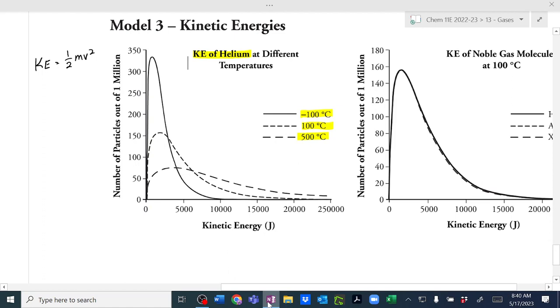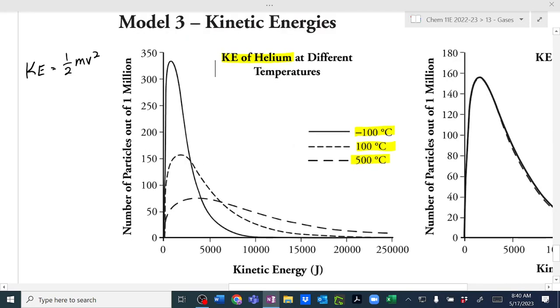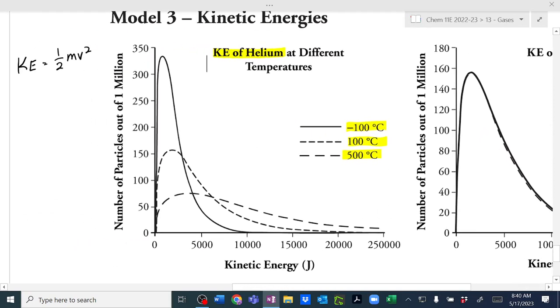Okay, so we are on page 30, and we are looking at the formula 1/2 mv squared, and we're wondering how that affects the curves on model 3, the graph on the left. There are two graphs. This is the graph on the left, so we're looking for helium. Because it's all helium, we know that the masses are all the same.